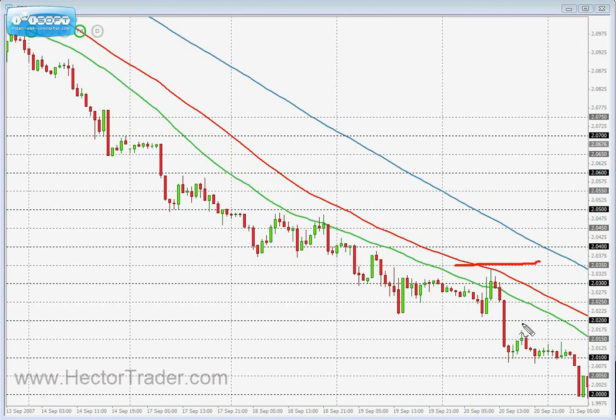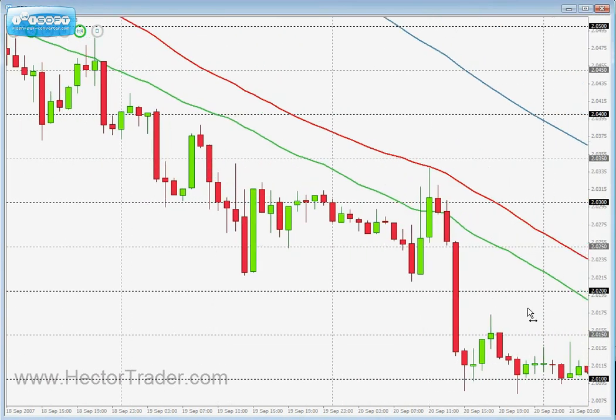You see this level right there, 203.50, 203.60 perhaps, around there. And of course, as usual, the dynamic area of resistance. Now, actually, let me zoom in a little bit for a clearer view. There we are.